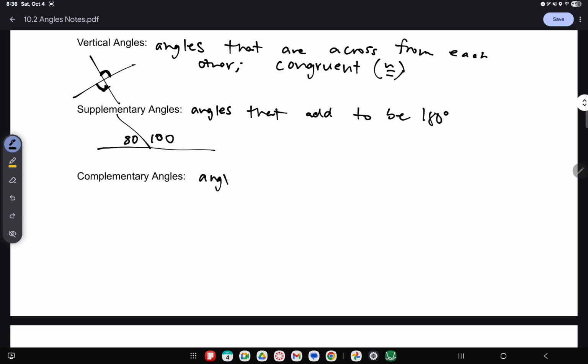Complementary angles add to 90 degrees. So if I have a right angle here, and I just draw an extra ray here, this measure could be 30 degrees, and that would make this one have to be 60 degrees because they are complementary.